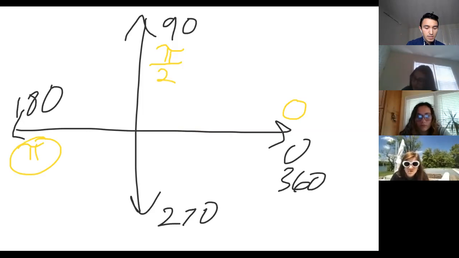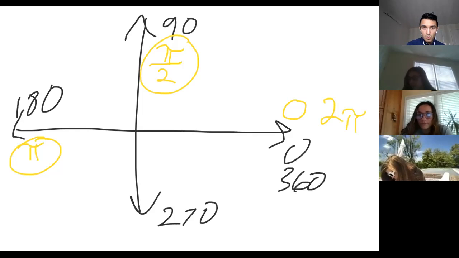If pi is equal to 180, obviously pi is 3.14, but remember 180 is degrees and pi is radians. You just have to associate them as the same thing; you'll see this in the future. They mean the same thing in terms of angles. So if pi is 180, then 90 is pi over 2, because half of 180 is 90, and 360 has to be 2 pi, because that's double 180.